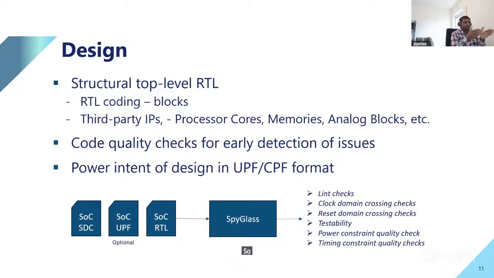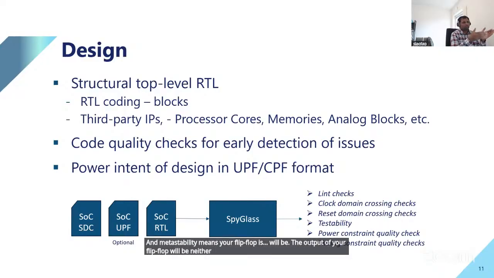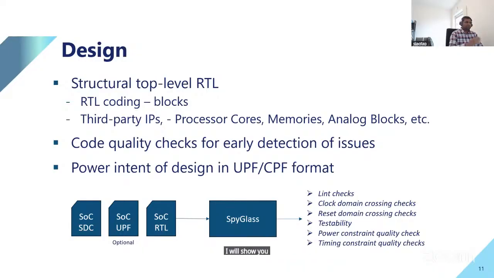So basically your data should not toggle in that fine time period. Otherwise your flip-flop will end up in metastability. And metastability means the output of your flip-flop will be neither logic 1 nor logic 0. It will be intermediate. I will show you in detail exactly what I mean.